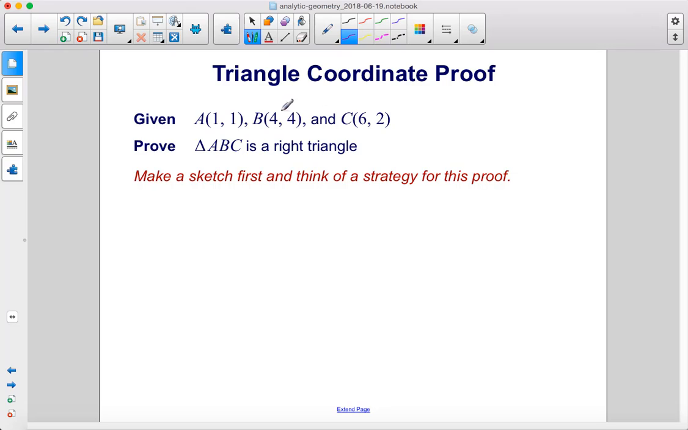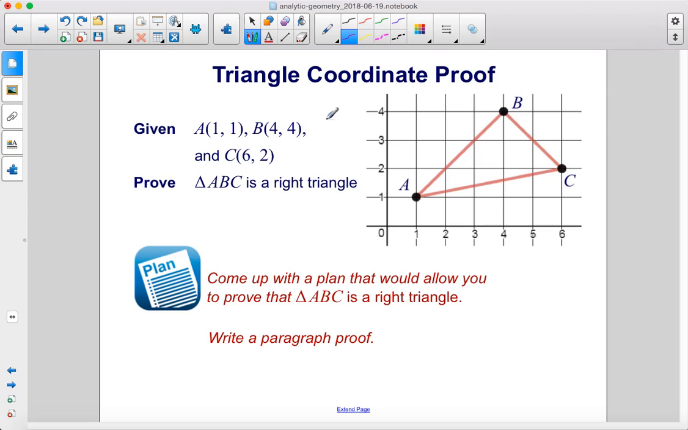Given A, B, and C, where A is (1, 1), B is at (4, 4), and C is at (6, 2), prove that triangle ABC is a right triangle. Make a sketch first and think of a strategy for this proof. Come up with a plan that would allow you to prove that triangle ABC is a right triangle. Write a paragraph proof.